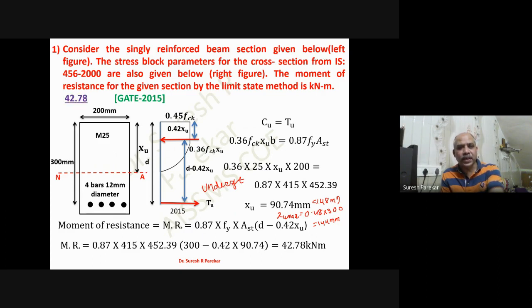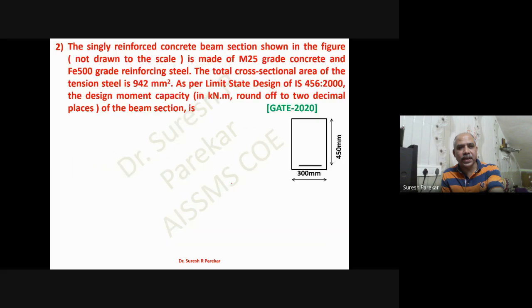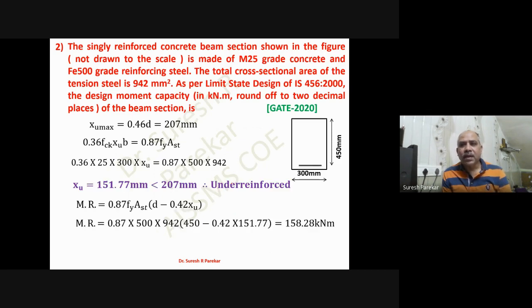42.78 kilonewton meter. Then in this one also a cross section is given, and the value of steel is given, and we have to find out the design moment again and XU max. Now here we have IS 456 2000, and in that we are given Fe 500. So as Fe 500 is given, we are going to get 0.46D, which will be XU max.